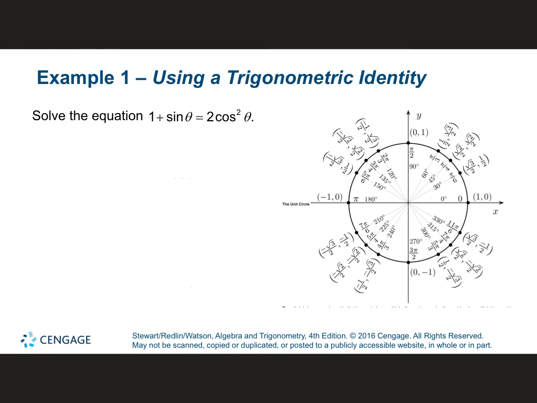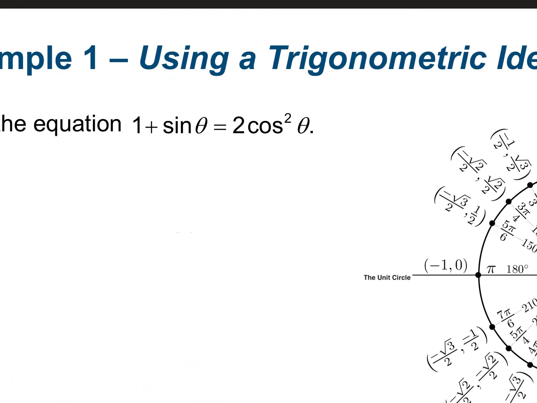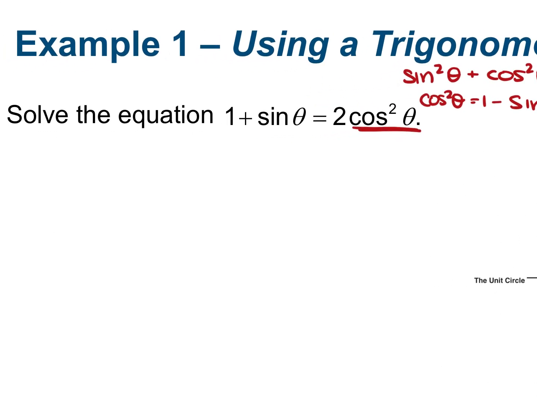If we use our identities, if we think about sine squared theta plus cosine squared theta is equal to 1, we can actually replace this cosine squared theta with 1 minus sine squared theta. So if we do that to start, we're going to have 1 plus sine theta is equal to 2 times 1 minus sine squared theta.